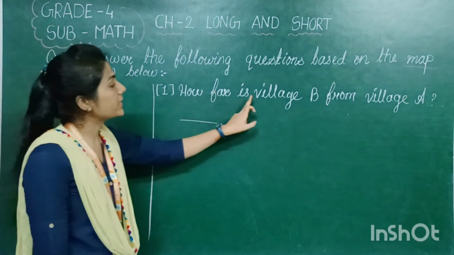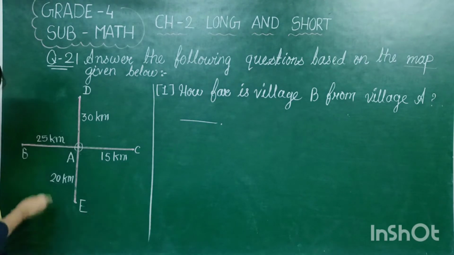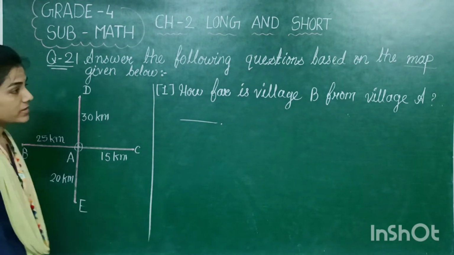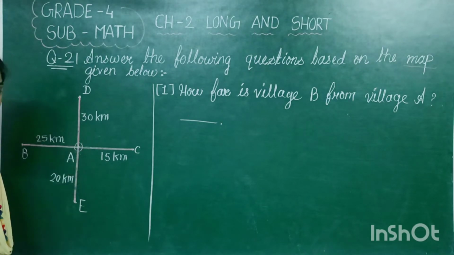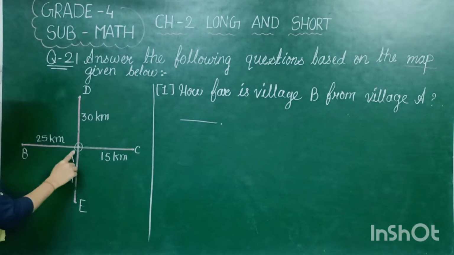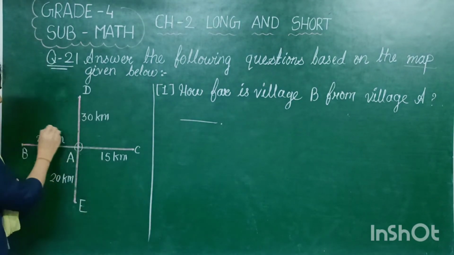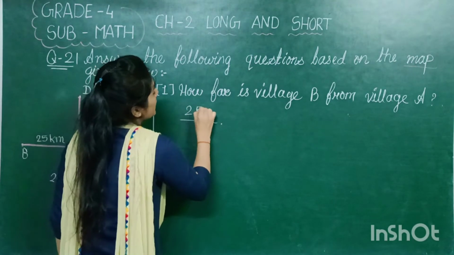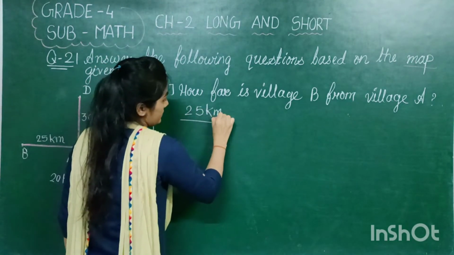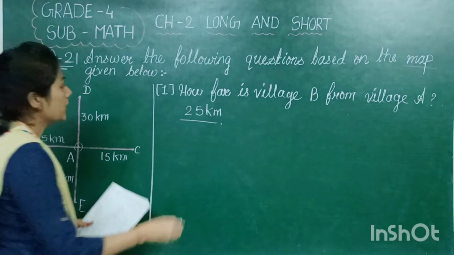So how far is village B? Village B is here. And village A is exactly in the center point. So what is the distance between this A and B village? That we have to write. Already we have this measurement, that 25 kilometer is the distance. So 25 kilometer is our answer, right? Now number 2.